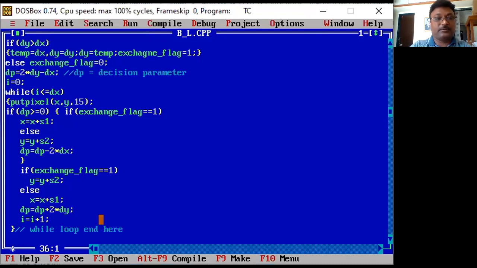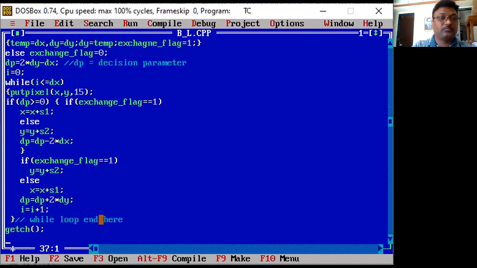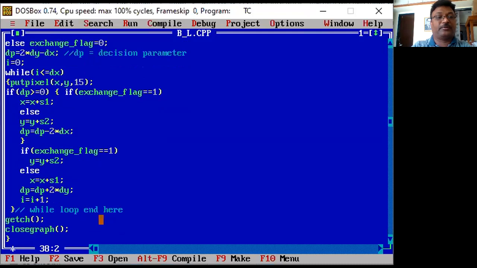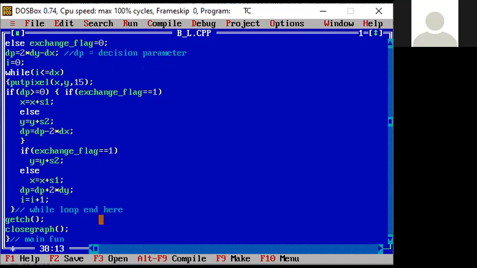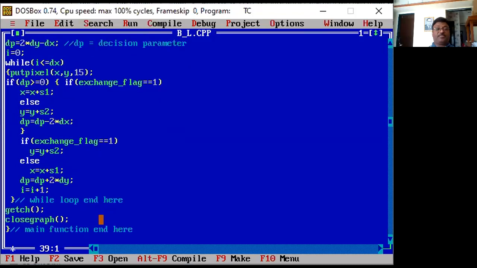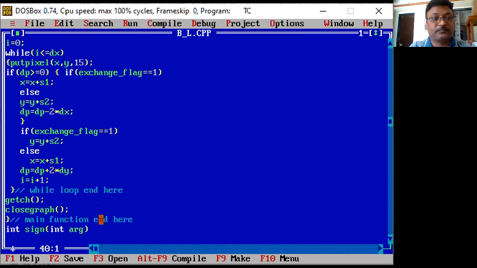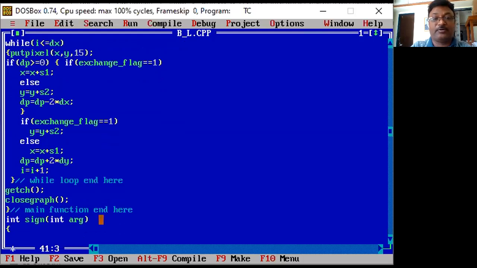Then getch and closegraph. And that is my main function going to be here. But I forgot to write my sign function. So I can write the sign function, int sign. It takes an argument because this is a function. Integer is the data type of that function, and this function accepts an integer argument, so the parameter is also the integer data type. That's why I have written int in the brackets.